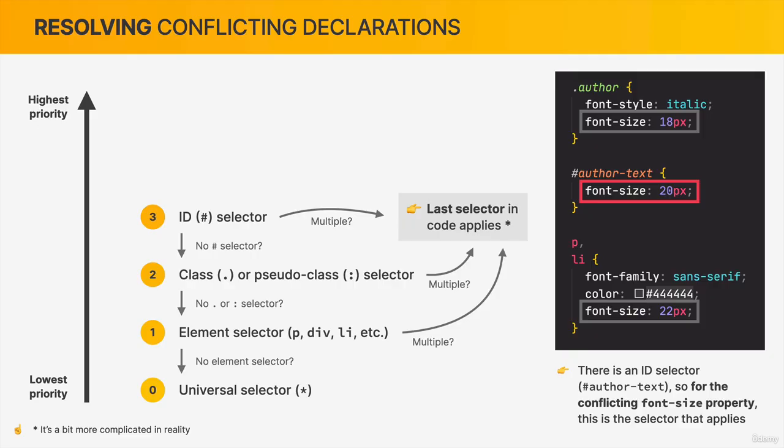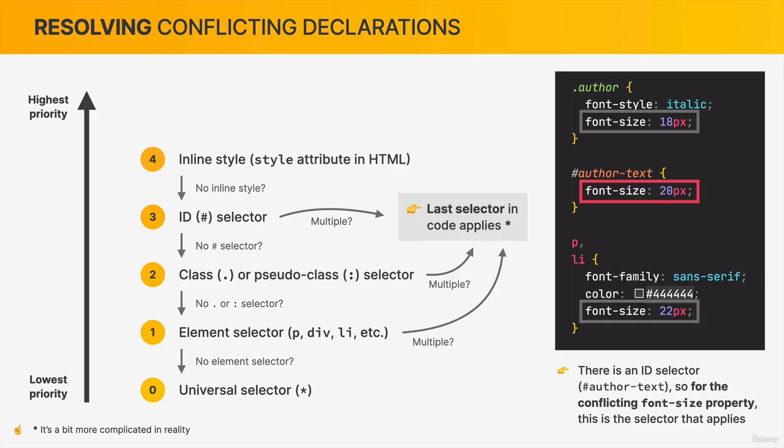All right, and these are the most important rules that you need to know to resolve conflicting declarations, but just for the sake of completeness, there are actually things that have a higher priority than the ID selector. So one of those things is inline styles.